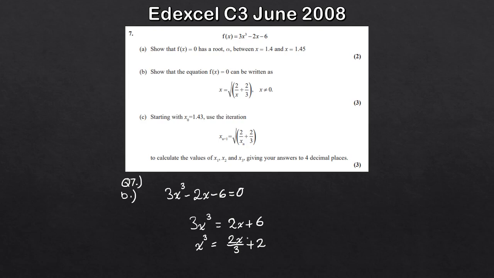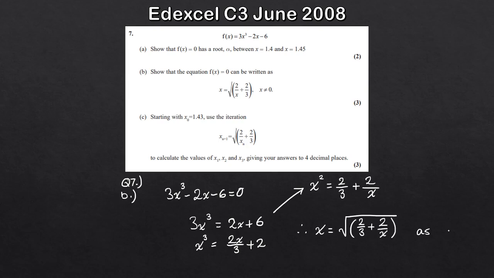So we've got an x cubed, divide through by an x, so that'll give us x squared is equal to, 2x over 3 divided by x, that'll just be 2 over 3. And then finally, if you take 2 and divide it by x, that is just literally that, 2 over x. So therefore, to get x, we just take the square root here of both sides. So that's the square root of 2 over 3 plus 2 over x as required. And clearly we can't have x being equal to 0 because we'd end up with a denominator of 0. So that's part B, 3 marks there.